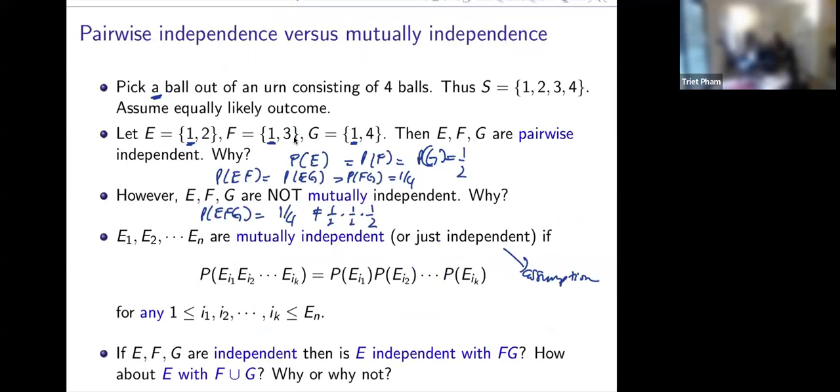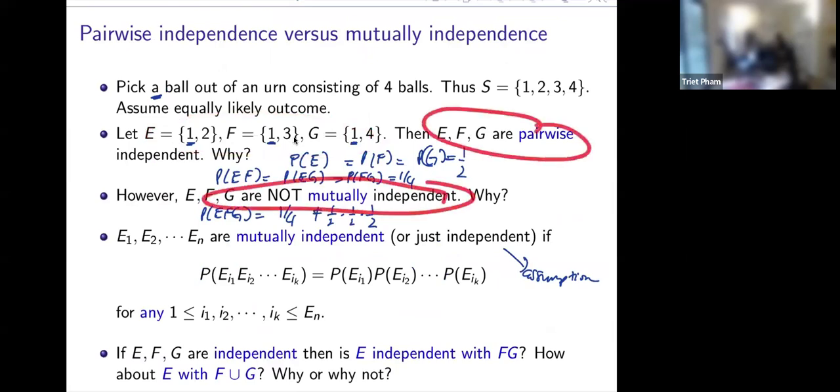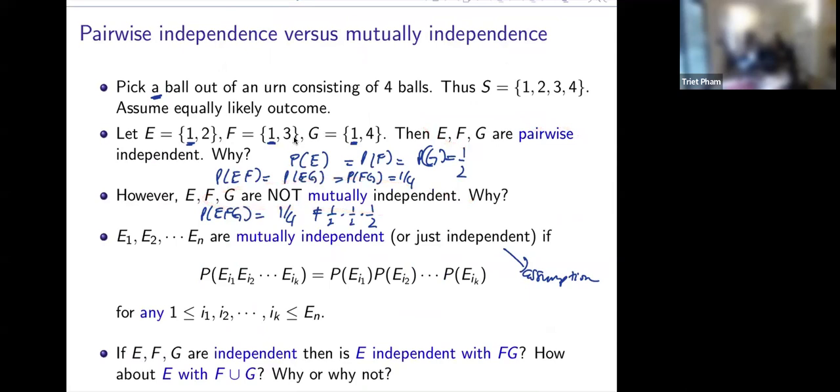One of which is the idea that you could have events that are pairwise independent but not mutually independent, for example. So again, this is just reinforcing the idea that we should not take independence lightly.